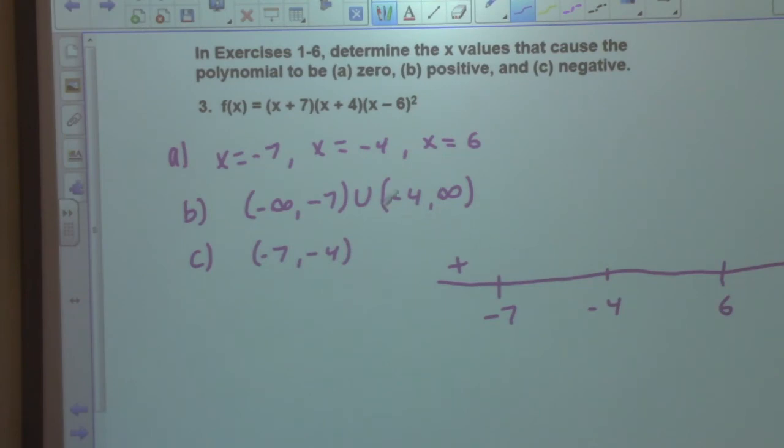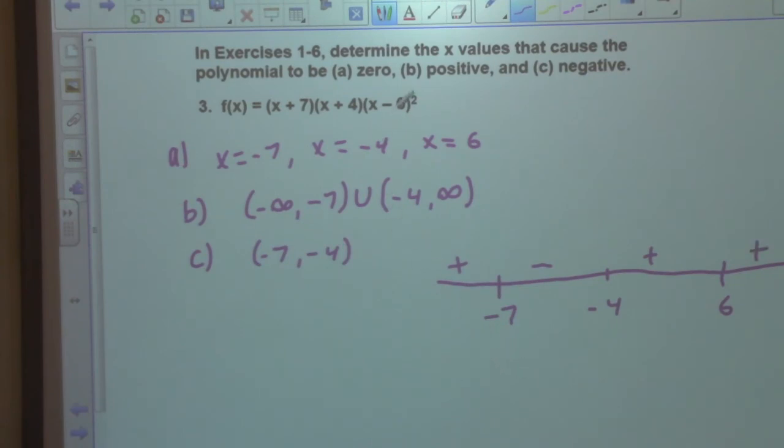And you go here, between -7 and -4, you're switching over this multiplicity of 1. So that means you're going to change signs to be negative, like you have here. And then at -4, you change signs again to be positive. And so you're positive, because that's positive times positive, positive, and positive, positive, positive here.